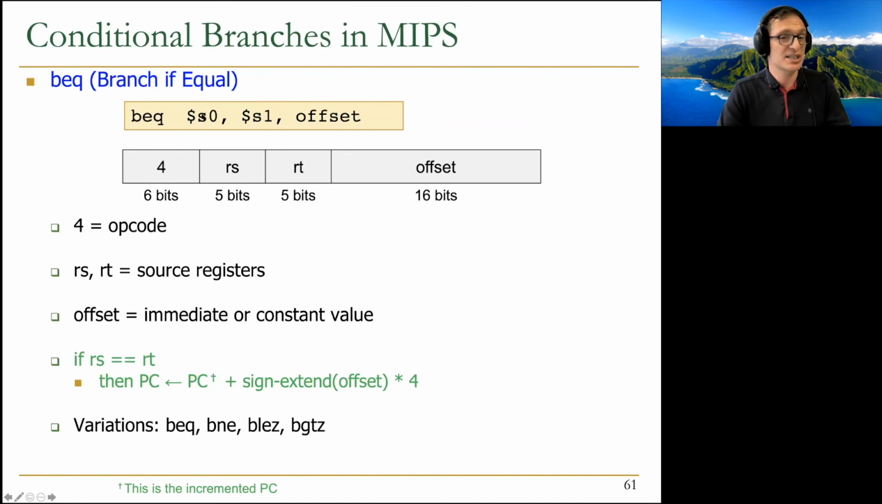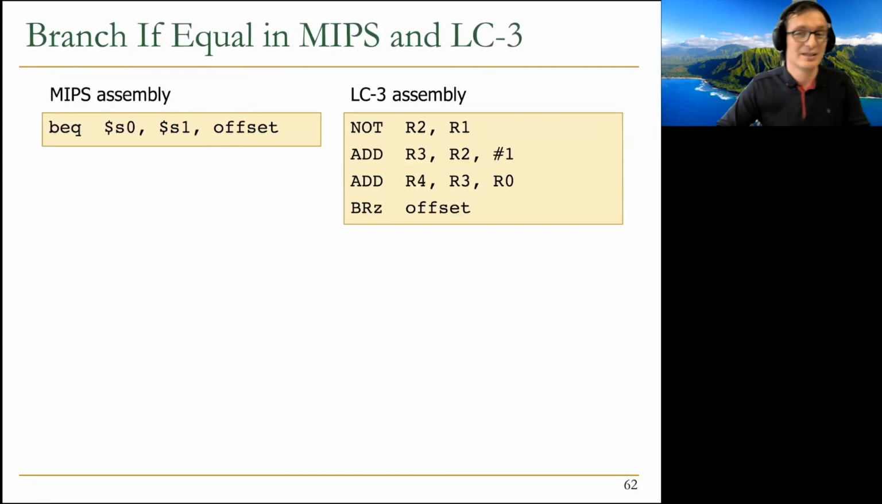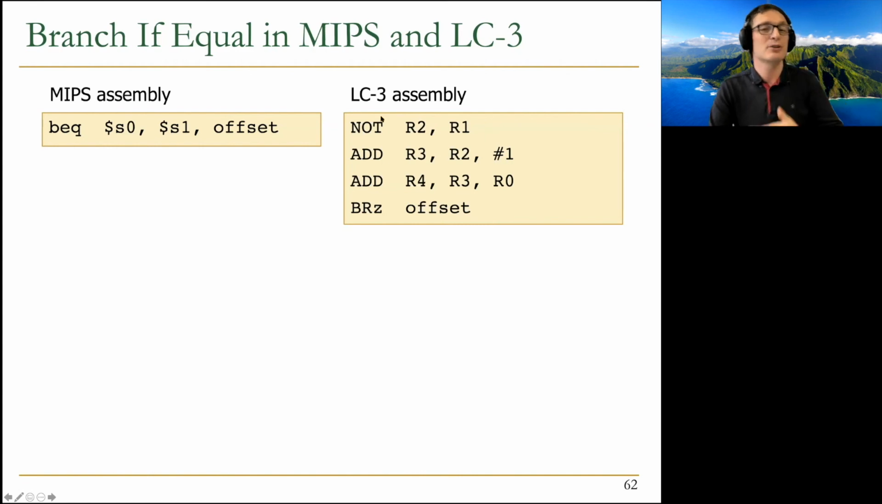We don't check the condition codes here. We check whether 2 registers are equal. Clearly, this is more complicated, right? You're basically comparing 2 registers in this case. So MIPS assembly looks like this, but LC3 assembly looks like this. Basically, if you want to accomplish the same thing that MIPS does, LC3 is more complicated, meaning it requires more instructions, right?